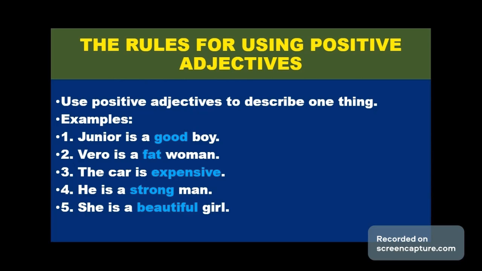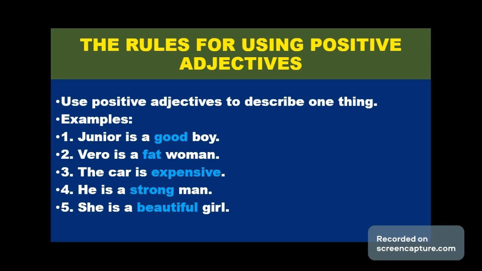Adjectives, as I already mentioned, are generally used to describe people and things. When we use adjectives merely as describing words, we are using the positive adjectives. And here is the rule for using positive adjectives. The rule is this: use positive adjectives to describe one thing.